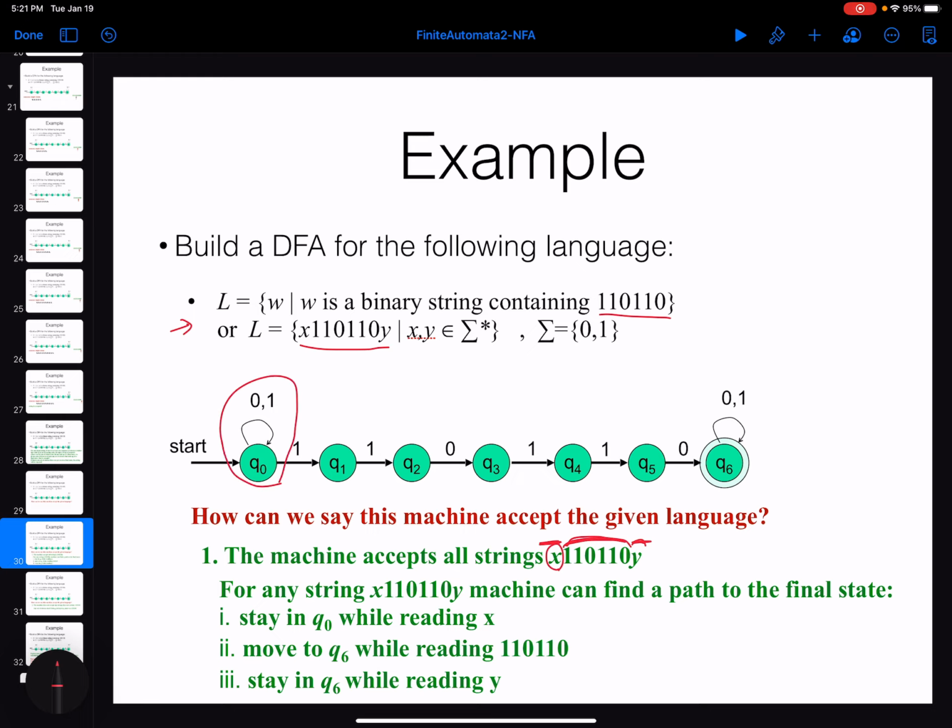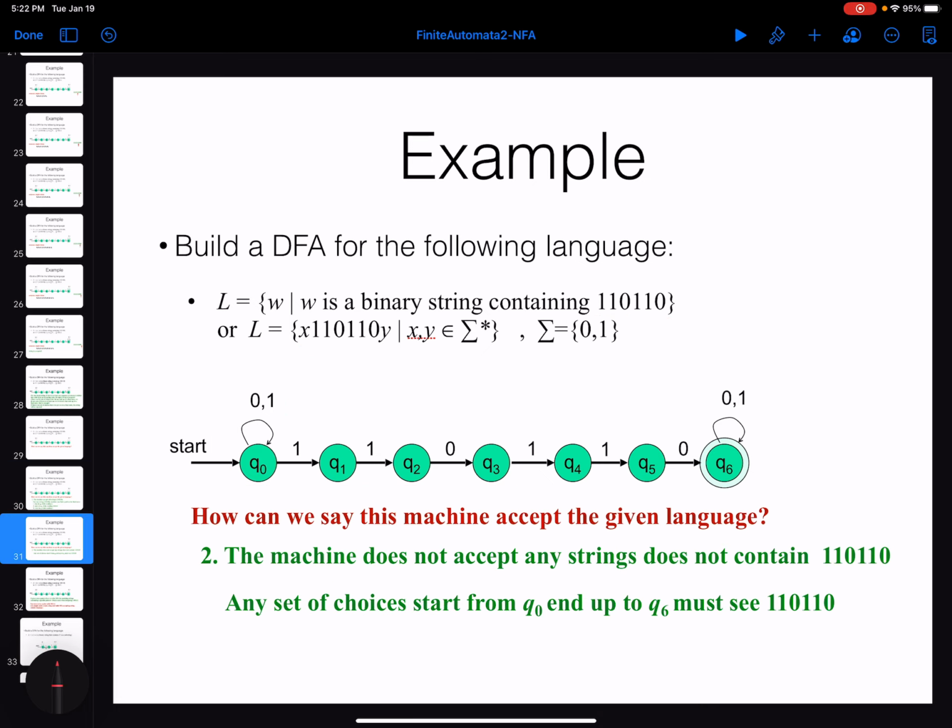For the x part, using this transition and this state, it's clear that you can stay in Q0 while you are reading the x part of the string. Then when x is done, you can read the pattern and follow exactly this path through all of these states and reach Q6. When you reach Q6, you can consume the suffix y, since this transition allows you to stay at Q6. So this machine will definitely accept all the binary strings which have the pattern 110110.